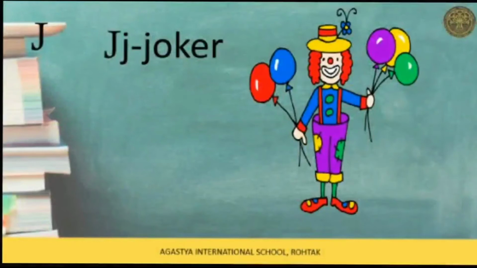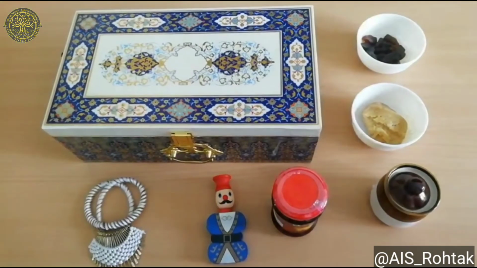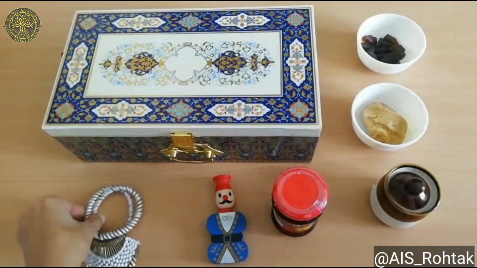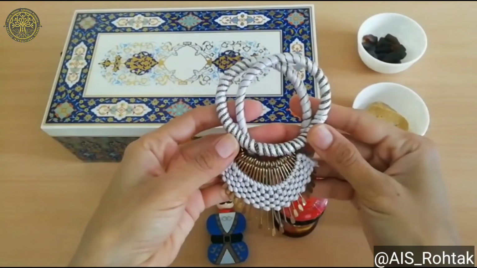J, joker. And now, students, we are back with our objects which begin with the letter J. J sounds J. Let's move to the first object. Here we have jewelry.